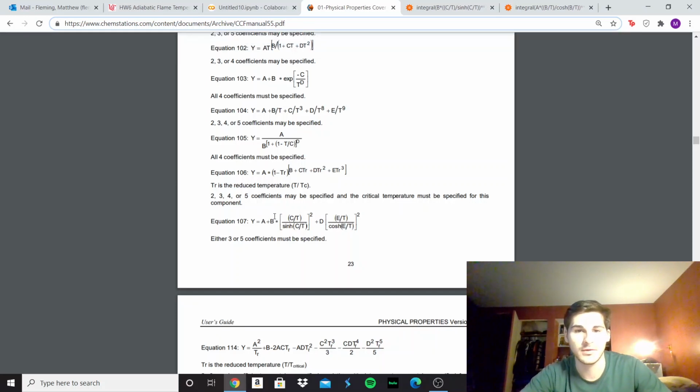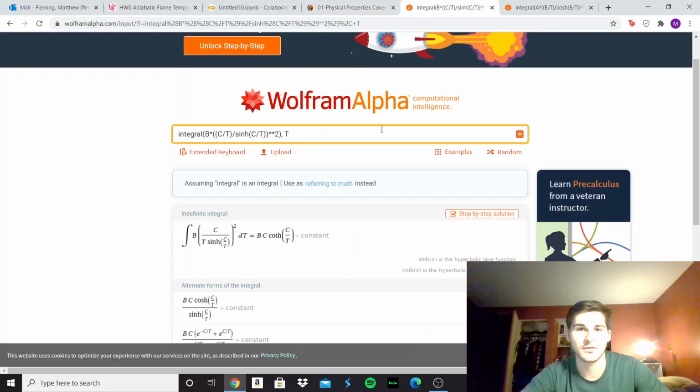Of course, these A, B, C, D, and E variables are all just coefficients that are specific to whatever compound you're working with. And so to evaluate the integral of this B term, we can just use Wolfram Alpha, and I've typed in B times C divided by T divided by the hyperbolic sine of C divided by T, then squared, and taking the integral with respect to temperature. And it's telling us here that it's equal to B times C times the hyperbolic cotangent of C over T, which is also equal to B times C divided by the hyperbolic tangent of C over T.